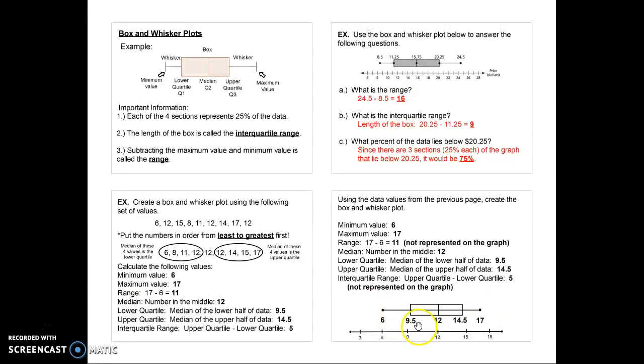Now these vertical lines, I'm going to connect and form a rectangle around them. That's your box portion of it. That's the box, and these are your whiskers. So that's the box and whisker part. That's why it's called that. Okay, so once you find all of these values, you then just have to place them on that number line.